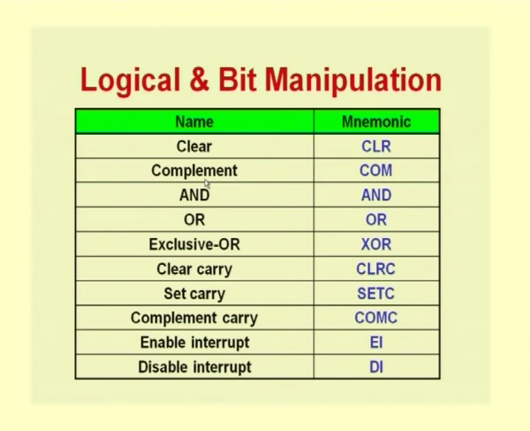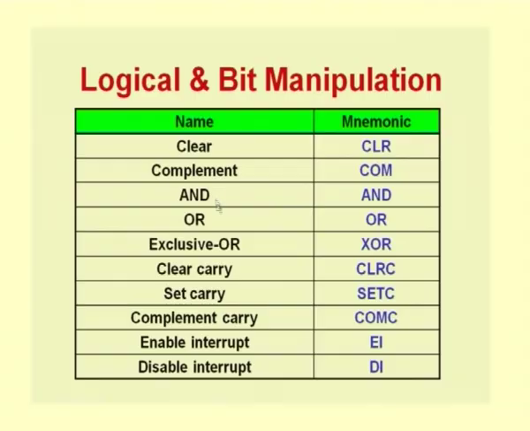So, you could complement a register or a memory location. This will give you the complement of the value, in the sense that each bit will be inverted. Similarly, of course, we have the AND or exclusive OR and so on. Then there are instructions which do bitwise manipulations where you could manipulate the carry bit.